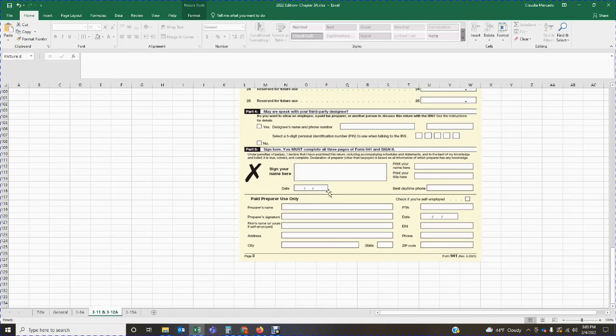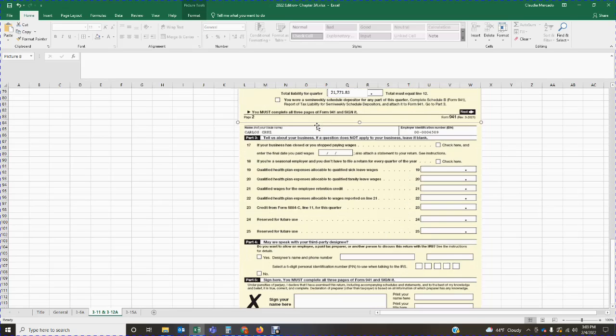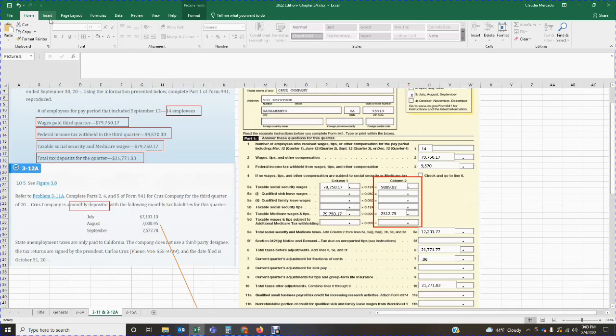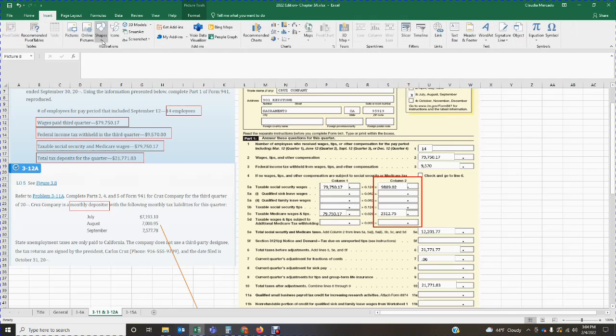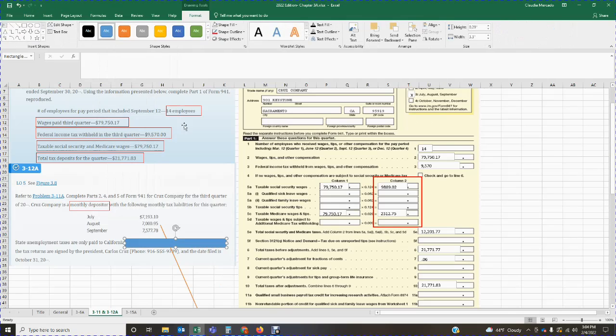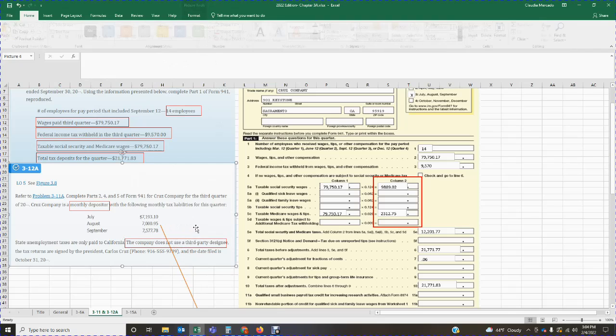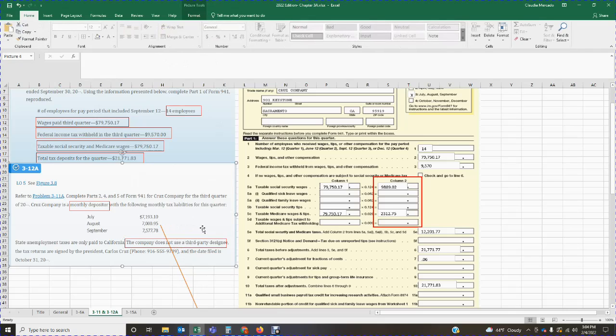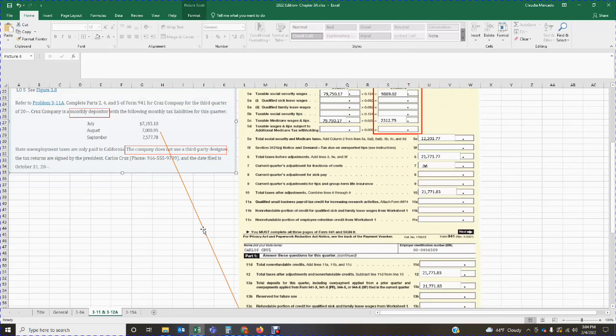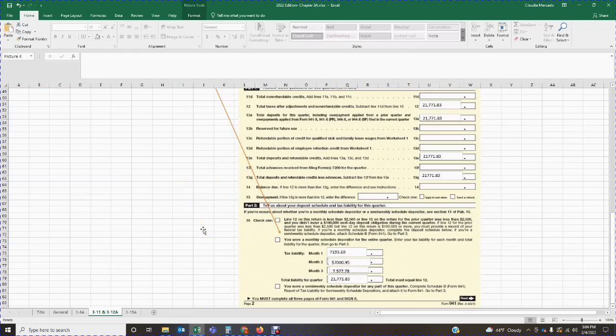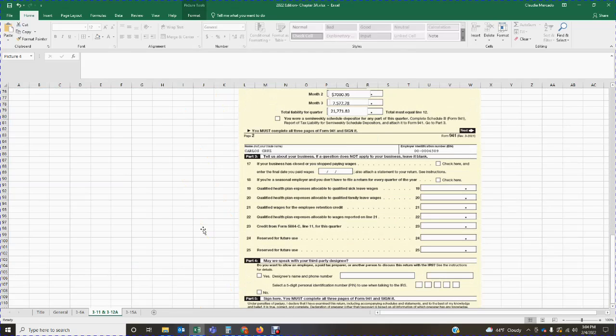Okay? May we speak with a third party designee? If we look at the problem, it says right here. Okay? The company does not use a third party designee. So we have that down, so we know we need to look somewhere else. So the company does not use a third party designee. Okay, so that's what the question is asking.